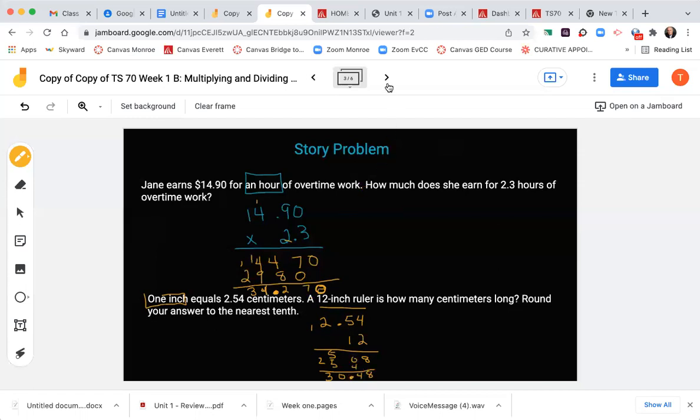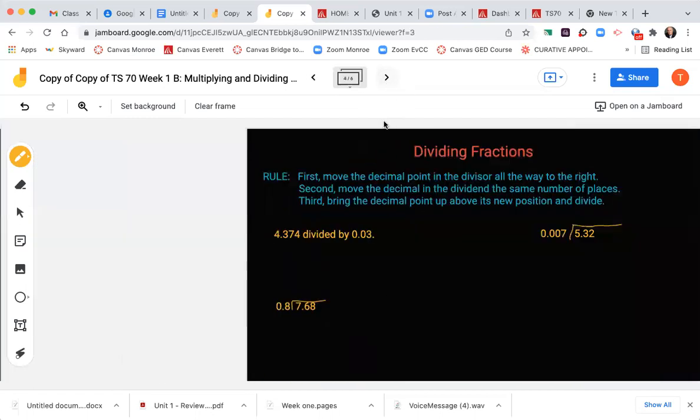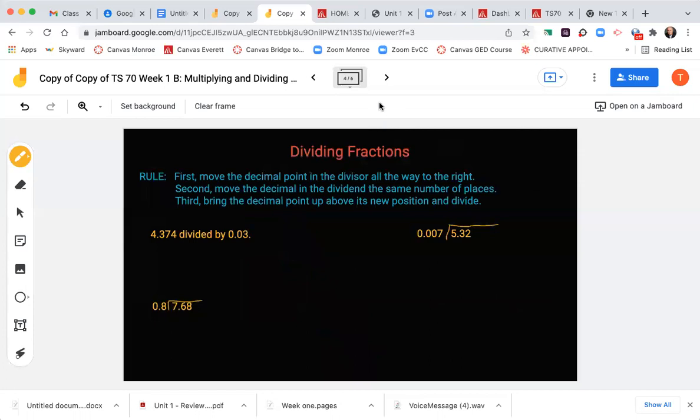All right, that's story problems. That's multiplying, okay? Let's take a look at dividing decimals. So take a moment, pause the recording, copy down what you see on the screen.